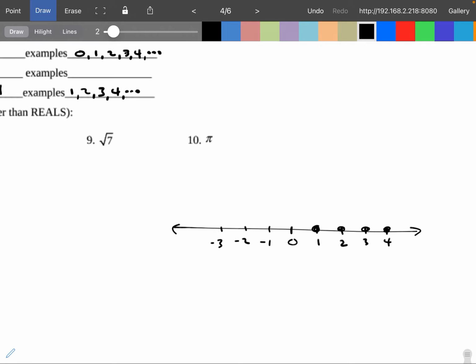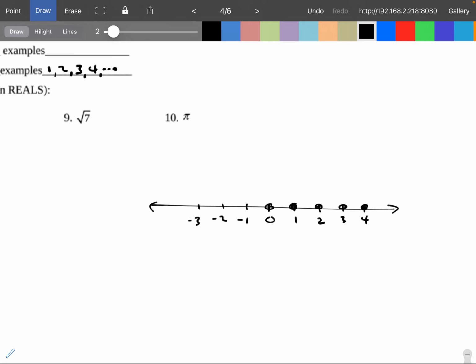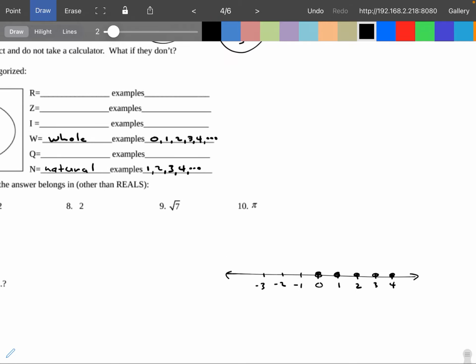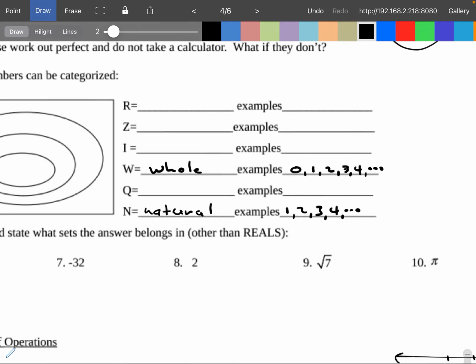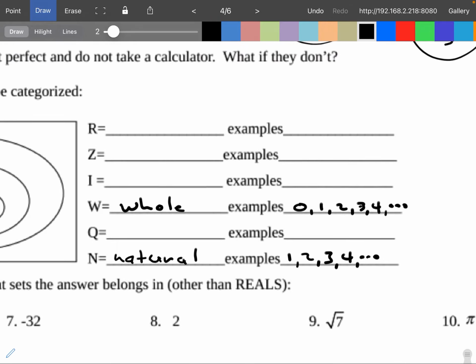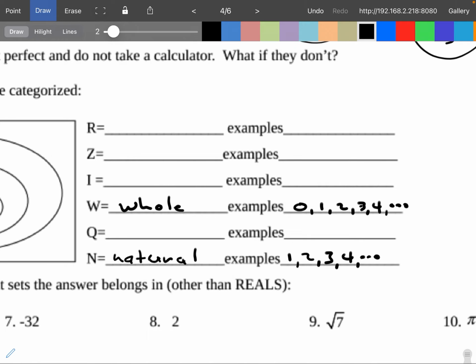So then on my number line, that would add 0. So I'd have 0 also. Well, then if I add the negatives of the whole numbers, that'll give me the integers. So the integers, those are actually up here. That's the Z. So those are integers.